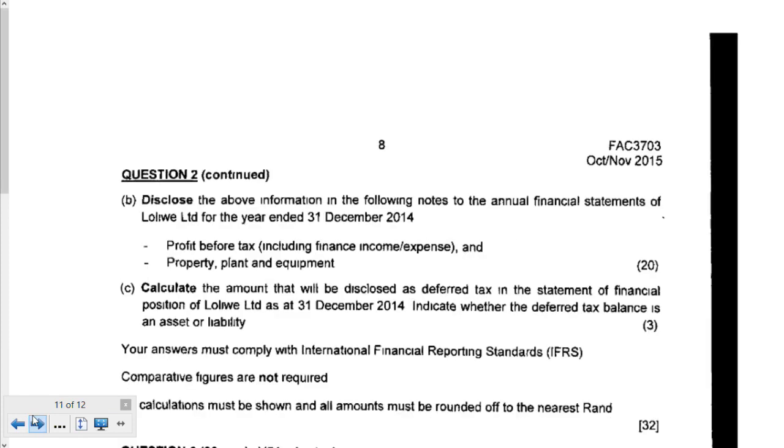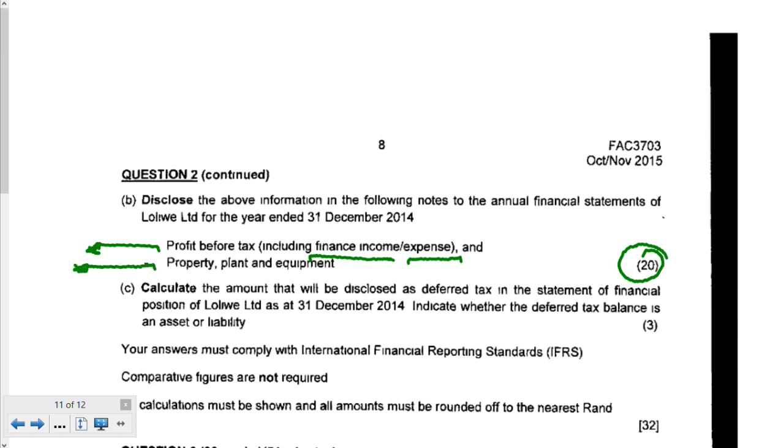Then B asks you for disclosure for 32 marks. They want you to disclose the following notes to the annual financial statements, the profit before tax note, and they want you to include interest in there. Sometimes we have a separate note for finance income and finance expense, but they want you to put it all in there. So what do we expect to see in this PBT note? Interest income and interest expense and interest capitalized. We also expect to see things like depreciation, isn't it? And yeah, that's pretty much probably it for a government grant. Oh, maybe there could be amortization of government grant income. And then they also want the PPE note for 20 marks.